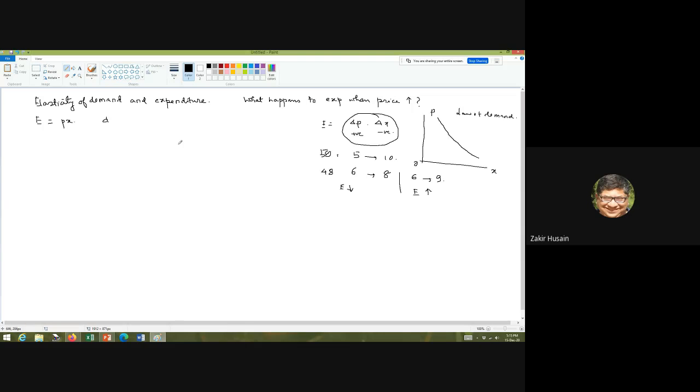Okay. So if I give you the original price and quantity and the new price and quantity, you can tell me whether expenditure has gone up or not. But can we generalize this? One way of generalizing this is, right. So what does it indicate? It indicates basically what is happening to expenditure when price goes up. So this is just U into V. So how do I write it?